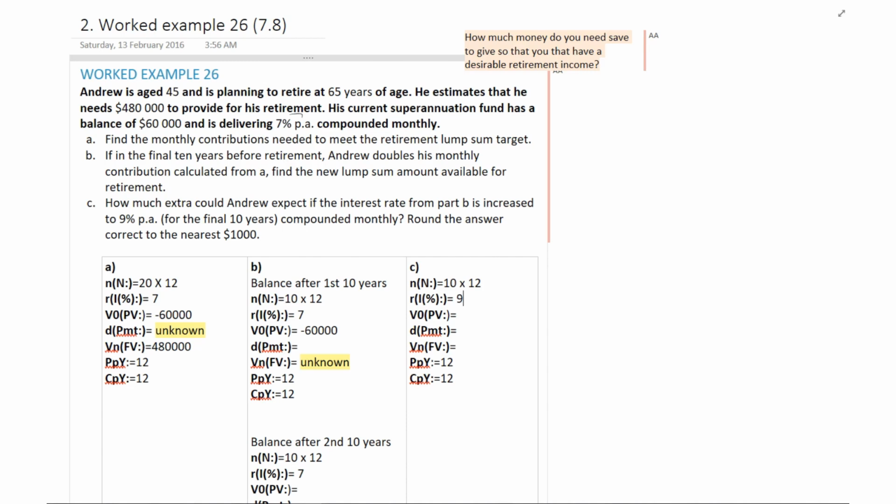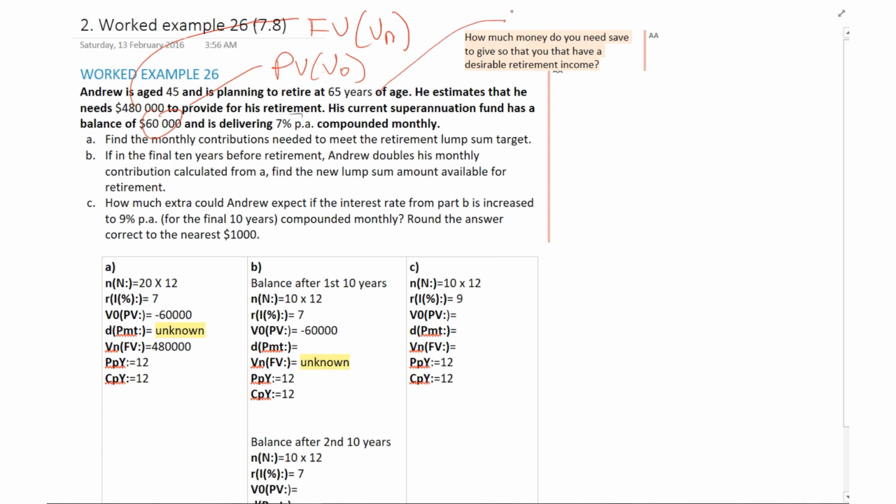So some key points here. The $480,000 is going to be our FV, or what we call our VN, and the reason is because that's what our final value is going to be. The balance of $60,000 is PV, also V0. The time here is 20 years times 12 because it's compounding monthly, and that's our N. Then our interest rate R is shown here.